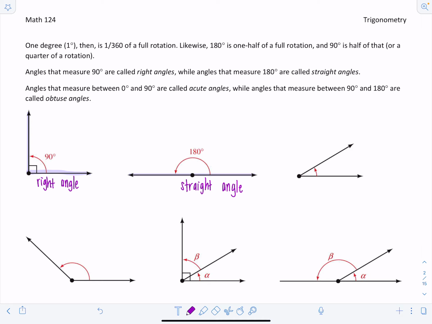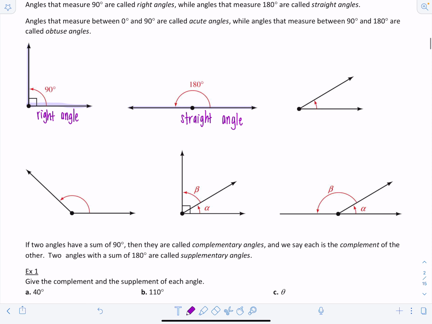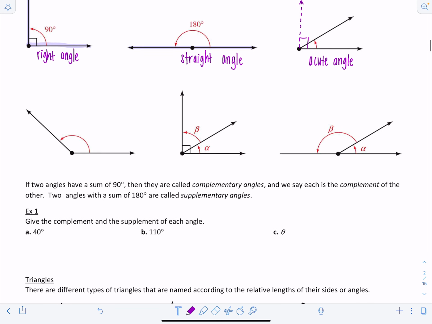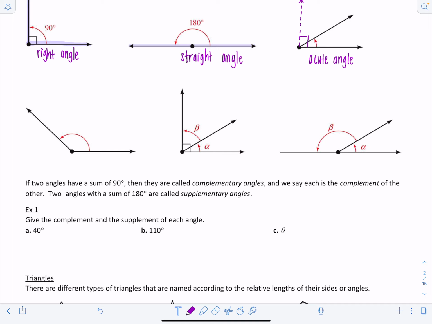Now, angles that measure between 0 and 90 are called acute angles, while angles that measure between 90 and 180 are called obtuse angles. So if you can see here, this third angle on the top is an acute angle. I know that because it's less than 90 degrees. 90 degrees would be a right angle right here. This is less than that, so that makes it an acute angle. And then if you look at the other angle shown here in the next row, this one's an obtuse angle. How do I know that? Well, 90 degrees, the right angle, that's the reference point, would be right here, and this is larger than 90 degrees, which makes it obtuse.